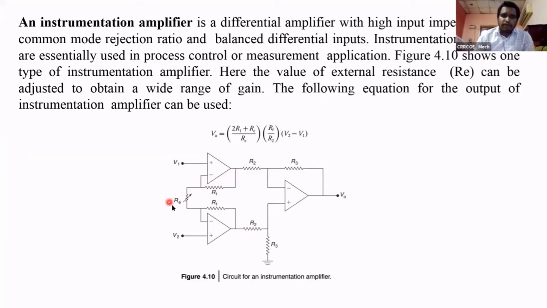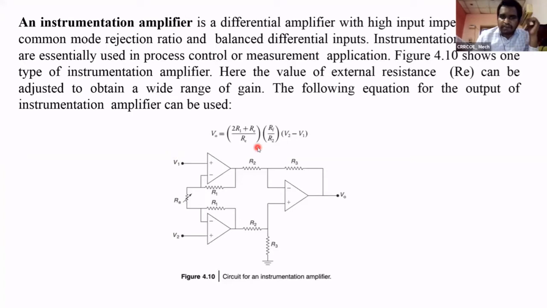And here one more resistance is there, that is Re. This is called the external resistance Re. By varying this resistance, we can adjust the gain of the amplifier. The total gain of the amplifier is adjusted with the help of this external resistance. Now the equation for the total output voltage for the input voltages V1 and V2 is like this. This equation gives the relationship between the output voltage and input voltages.